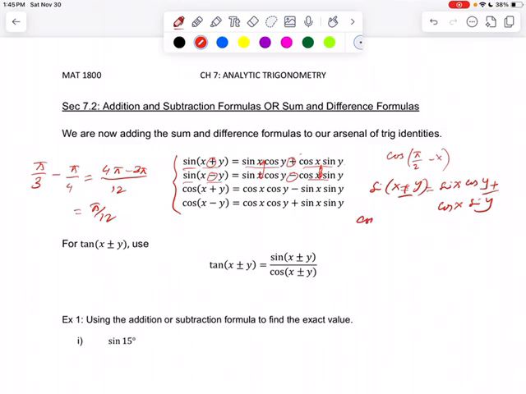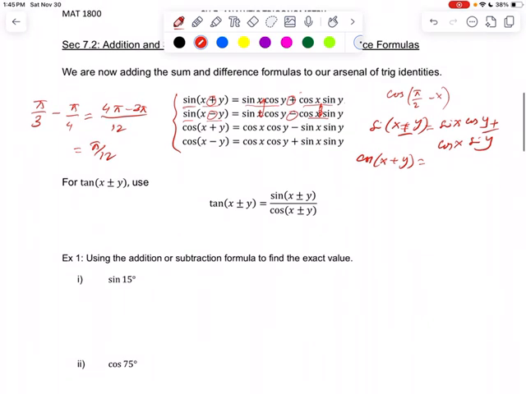Now what about the cosine? So cosine of x plus y. In this case we start with cosine, and it is cosine and cosine: cosine x times cosine y, and the second term is sine x times sine of y. But here the sign is reversed. If there is a plus sign here, you get a negative sign there, and if there is a negative sign here, you get a plus sign there. But notice these two terms are the same in both.